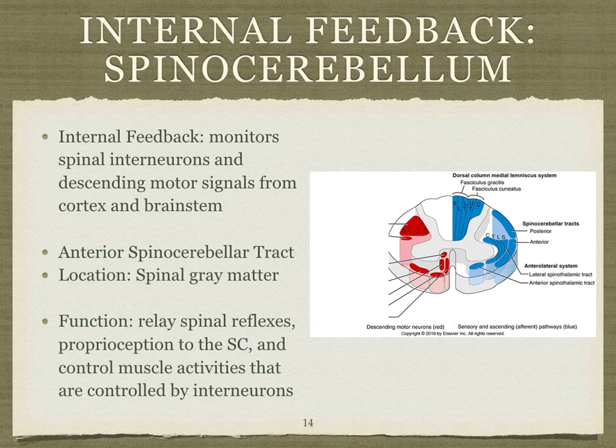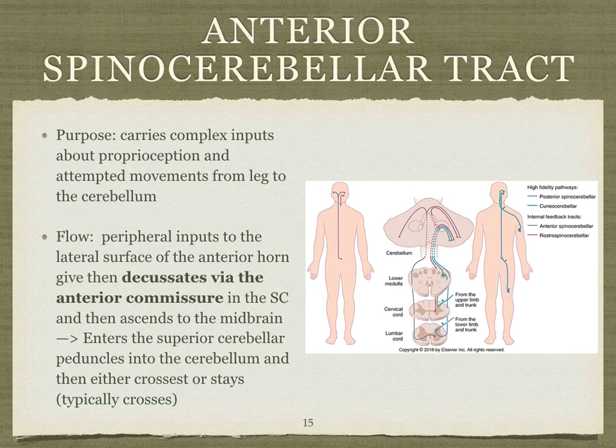Okay, so the purpose of this, again, is having information coming from proprioception and attempted movements from the leg and the cerebellum. This anterior spinocerebellar tract on this image is going to be the purple. Now this one does cross over, but then it crosses over again. So this one can be a little confusing too.